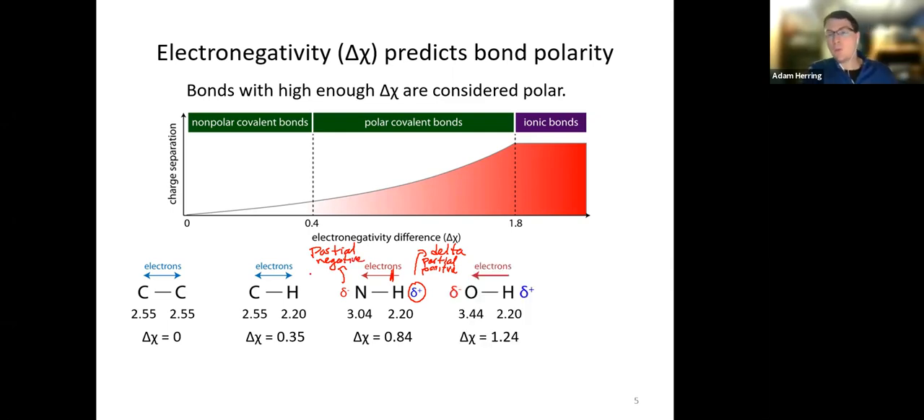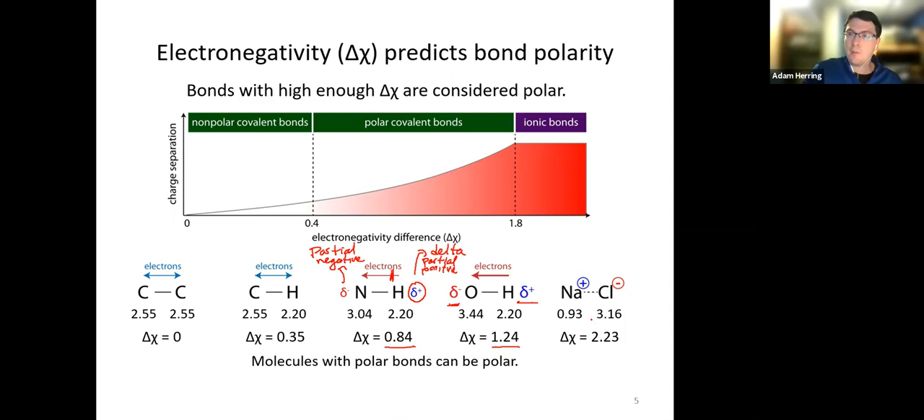As we continue on, we can look at even larger differences in electronegativity. And we've got here illustrating that the difference in electronegativity being larger is going to lead to a larger partial positive charge. And then finally, we have a full separation of charge, or an ionic bond, when the difference in electronegativities is above 1.8.